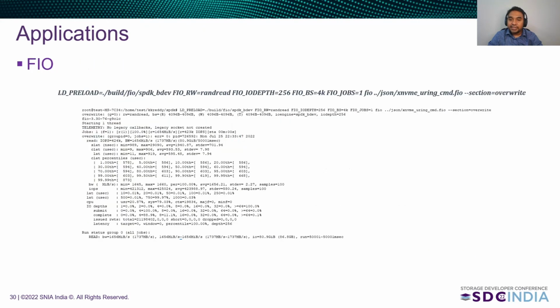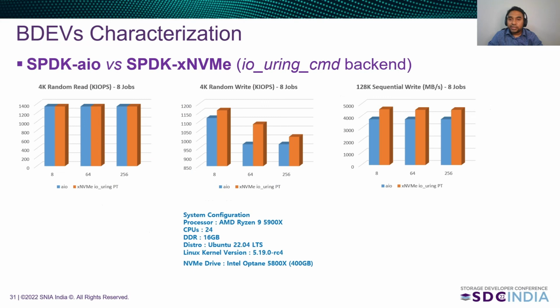The next three slides showcase how the SPDK applications hello_bdev, bdevperf, and FIO can use the pass-through interface using the xNVMe BDEV. These applications can just modify the parameter IO mechanism in the JSON file to seamlessly change the interface from libaio to io_uring or to io_uring_cmd. This slide showcases the performance numbers captured with the SPDK xNVMe BDEV using the pass-through interface and compared with the performance numbers of the SPDK AIO BDEV. The workload details, system and device configuration are mentioned here.